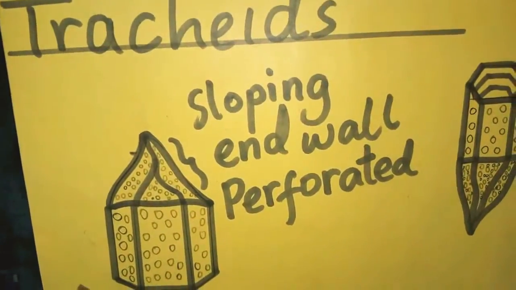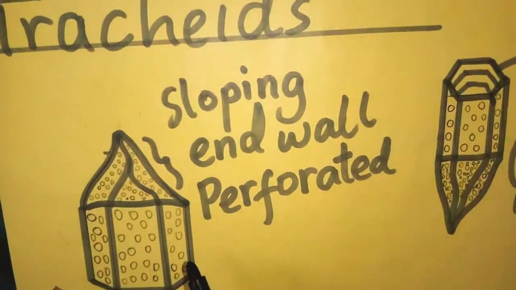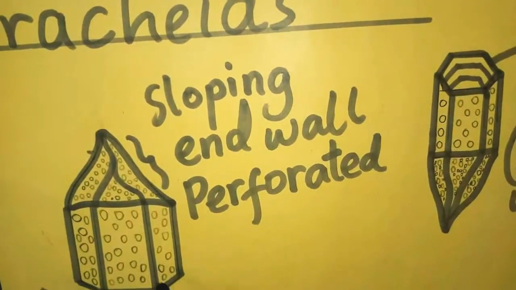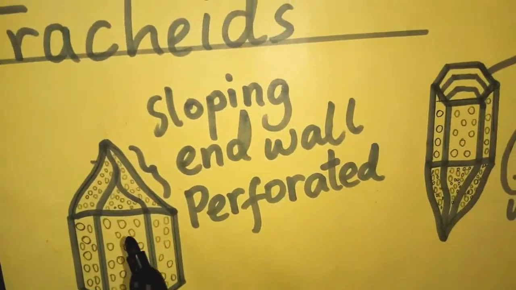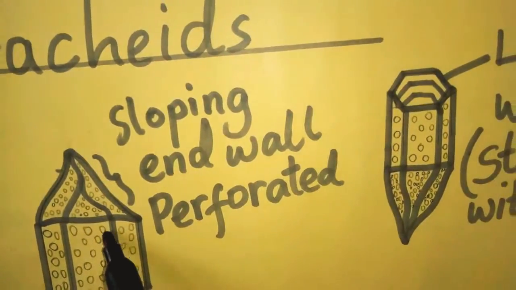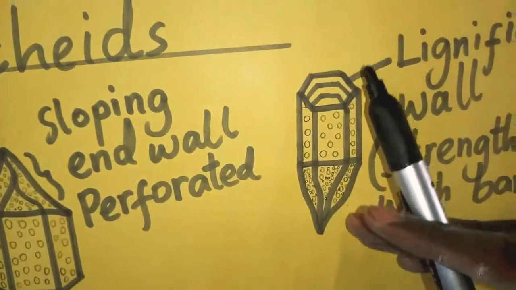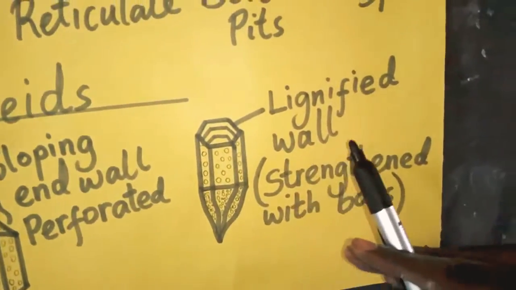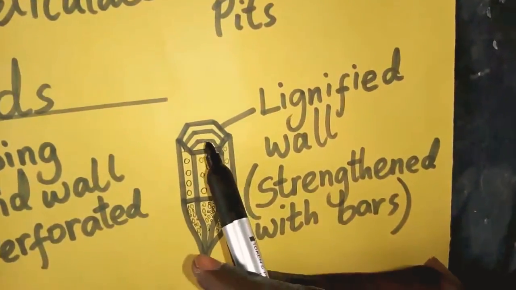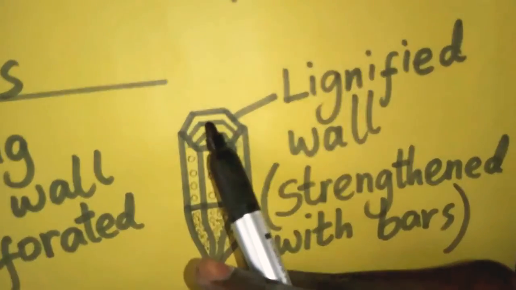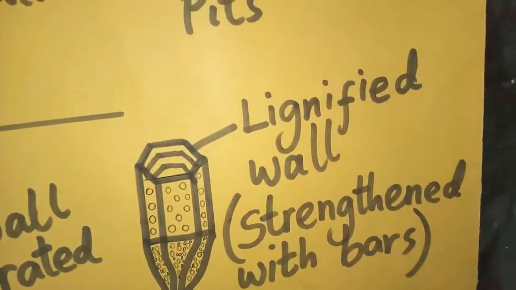And when you look at them, they have pitted walls. All their cross walls have been pitted. These ones are small holes that I'm talking about. And you can also look at this one. It has a lignified wall which is strengthened with bars. You can see these bars over here which makes it stronger.